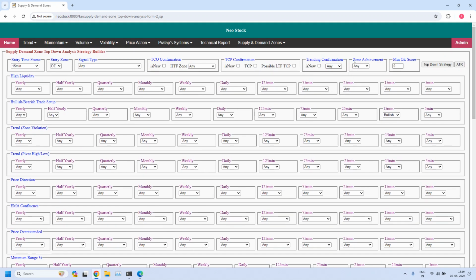And the second filter, zone achievement. The zone achievement should be VOZ, violated opposing zone. That achievement should be there. Then only we trade. Otherwise, we don't trade those zones. And the minimum odd enhancer score for bullish or bearish trade setup should be 12. So I'm setting the value 12. So with these filters, let us generate the report.